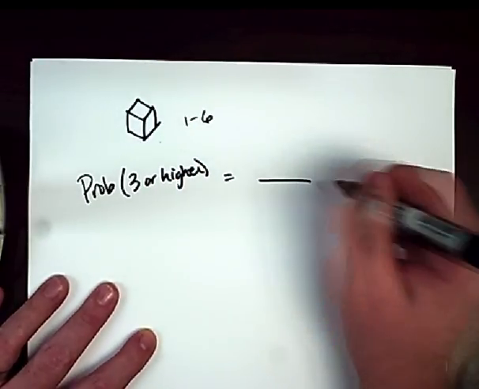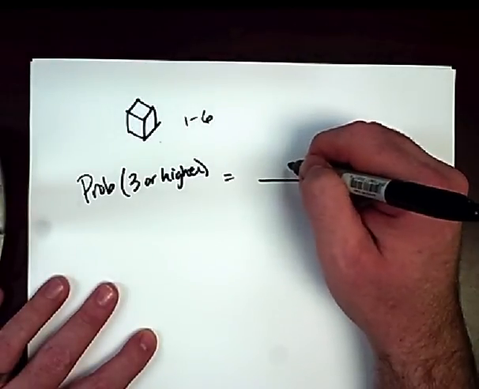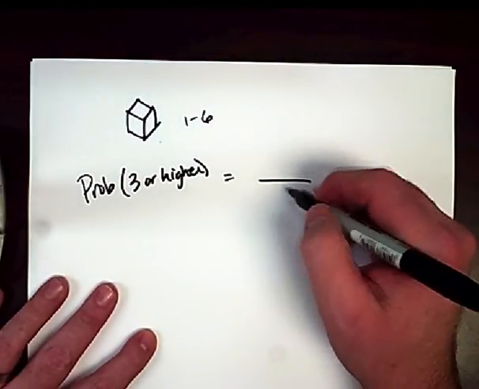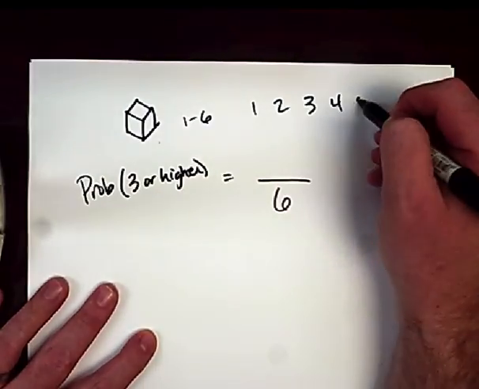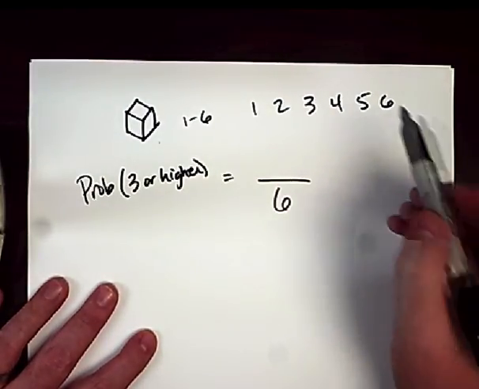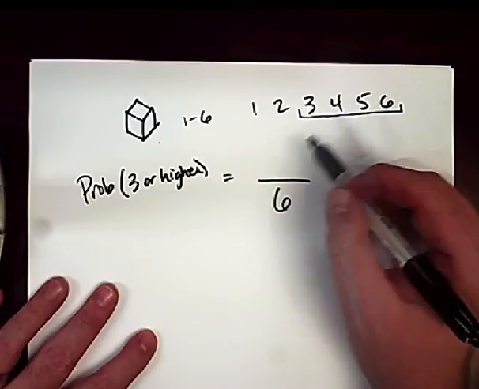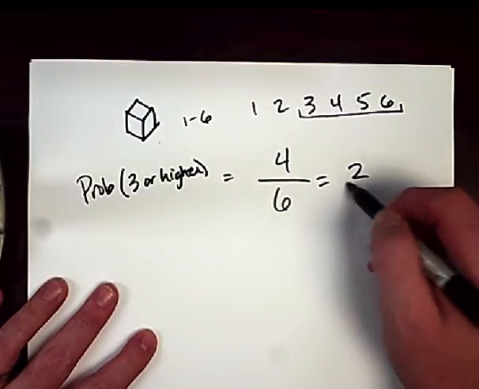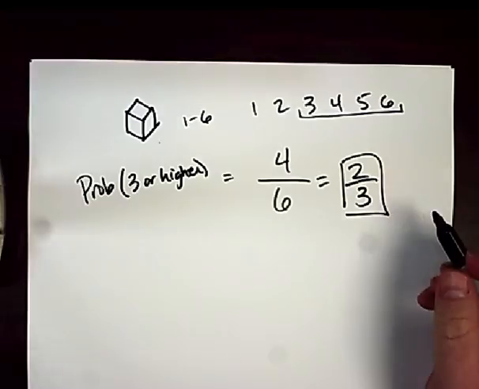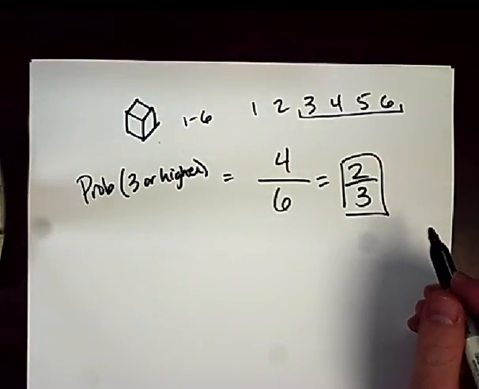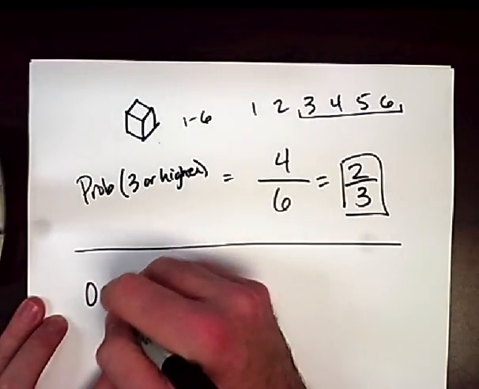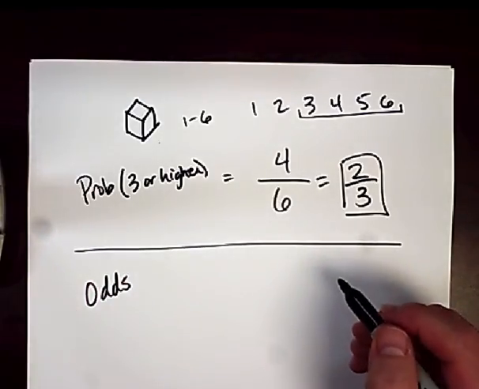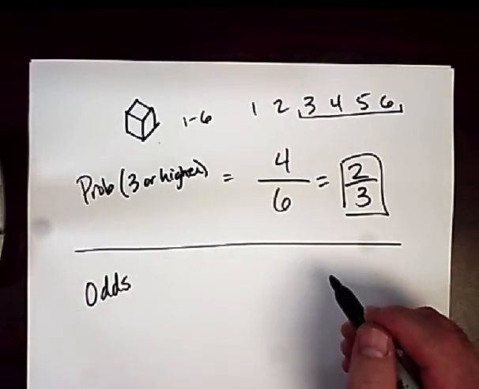Well, if you'll remember, probability is ways to get what you want over total possibilities. Well, there are 6 options: 1, 2, 3, 4, 5, and 6. How many of those are 3 or higher? 4. So it's 4 out of 6, which is 2 out of 3. So you would say that the probability is 2/3, or you have a 2 out of 3 chance. Well, there's also something called odds. And odds are just another way of expressing probability.